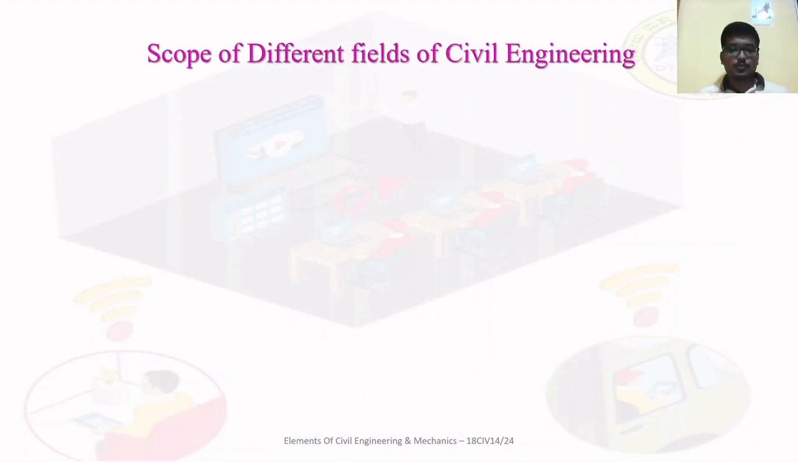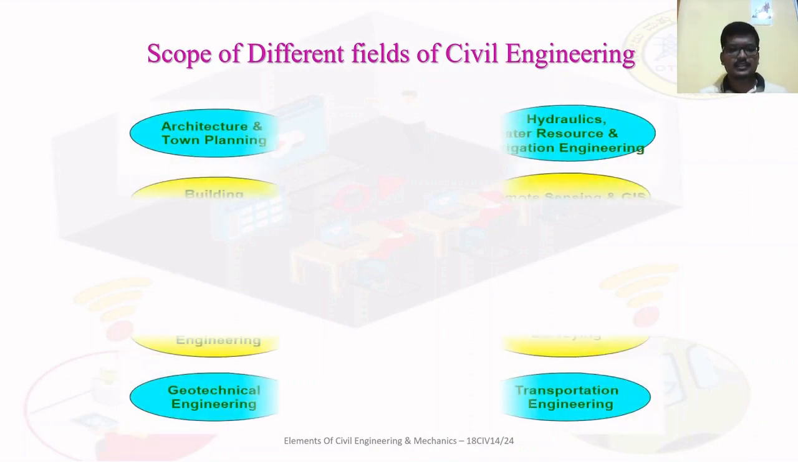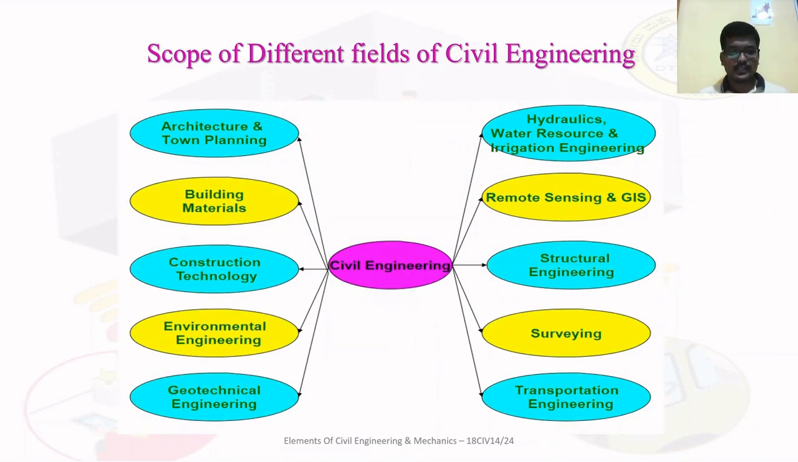So what are the different scopes of different fields of civil engineering? Civil engineering is a vast branch. In that we have different fields: architecture and town planning, hydraulics, water resource and irrigation engineering, building materials, remote sensing and GIS, construction technology, structural engineering, environmental engineering, surveying, geotechnical engineering, and transportation engineering. What these are related to, we will see in the next slides.